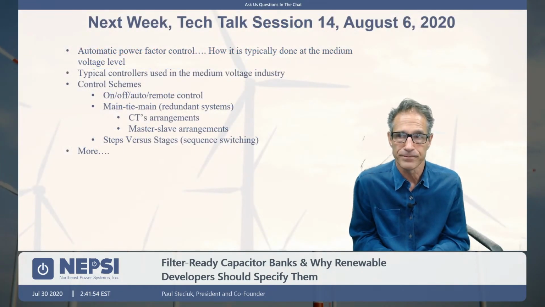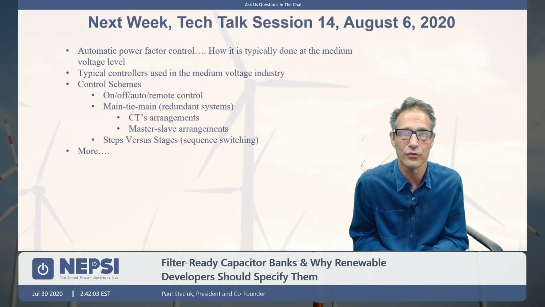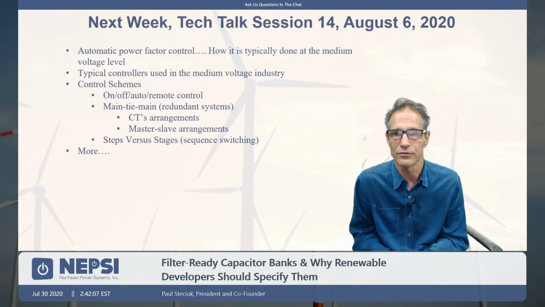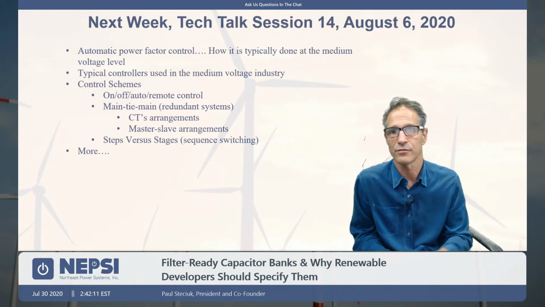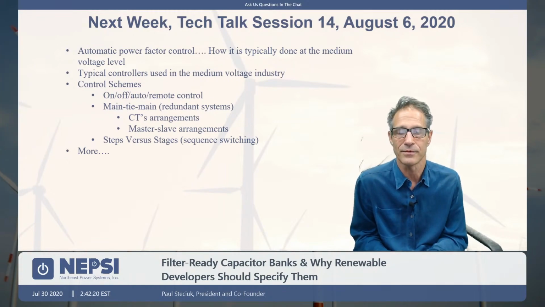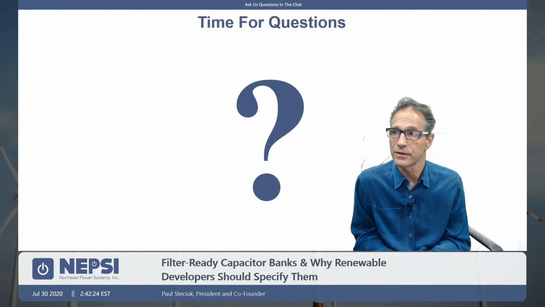Next week, I asked a question. I don't know if we took a vote on it or not, if people have answered it, but at this point in time, our plan is to talk about automatic power factor control. How is it typically done at the medium voltage level? How do we set up our control schemes? What do we do in a main-tie-main situation? CT arrangements. We're going to talk about master-slave arrangements, steps versus stages, what we call sequence switching, and a bunch of other concepts. So we're going to move on to questions at this point.